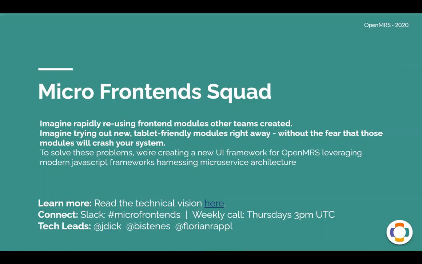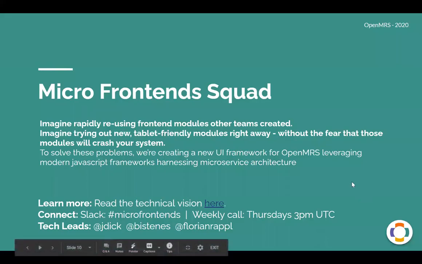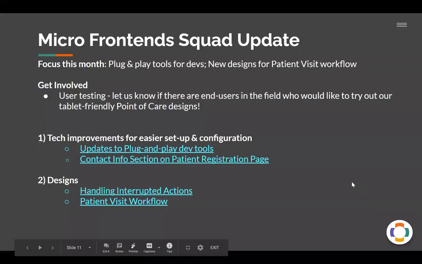So a quick background to the Micro Front End Squad. If you can imagine that you were able to rapidly reuse front-end modules that other teams had created, well, Grace, that sounds scary. Well, what if you could implement those right away without being afraid that those modules would cause breakages elsewhere? So to solve these problems, we have a new UI framework for OpenMRS that leverages modern JavaScript frameworks for harnessing microservice architecture. But let's see what they've actually done in the last month.